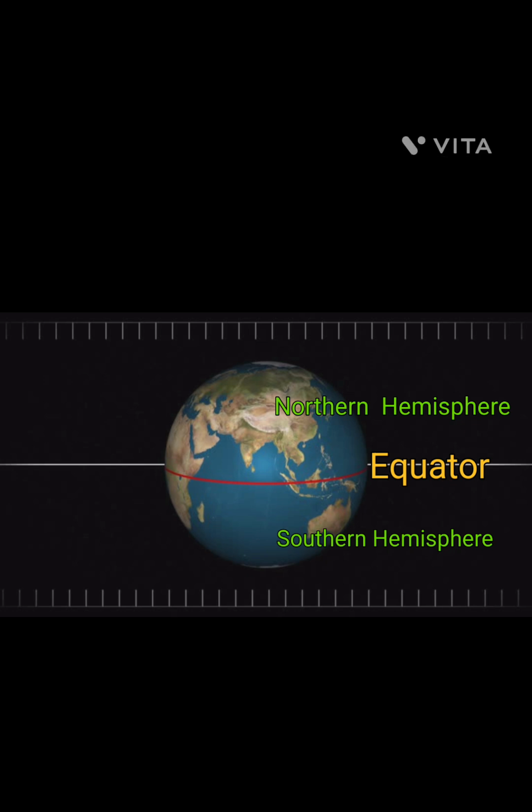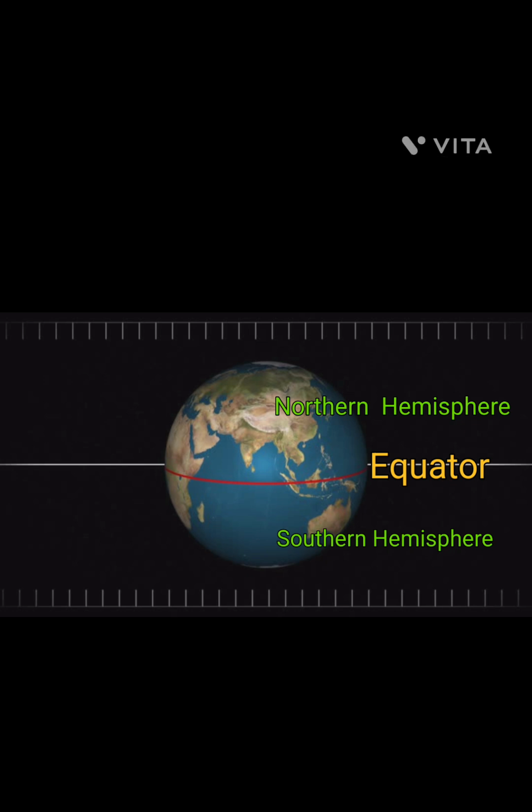Why do you call it a hemisphere? Hemi means half, sphere is a shape. The earth is in spherical shape. So you call it a hemisphere, meaning half sphere. At the top you have the half sphere called northern hemisphere, and at the bottom you have another half sphere called the southern hemisphere. So these two hemispheres are divided by the line of equator.